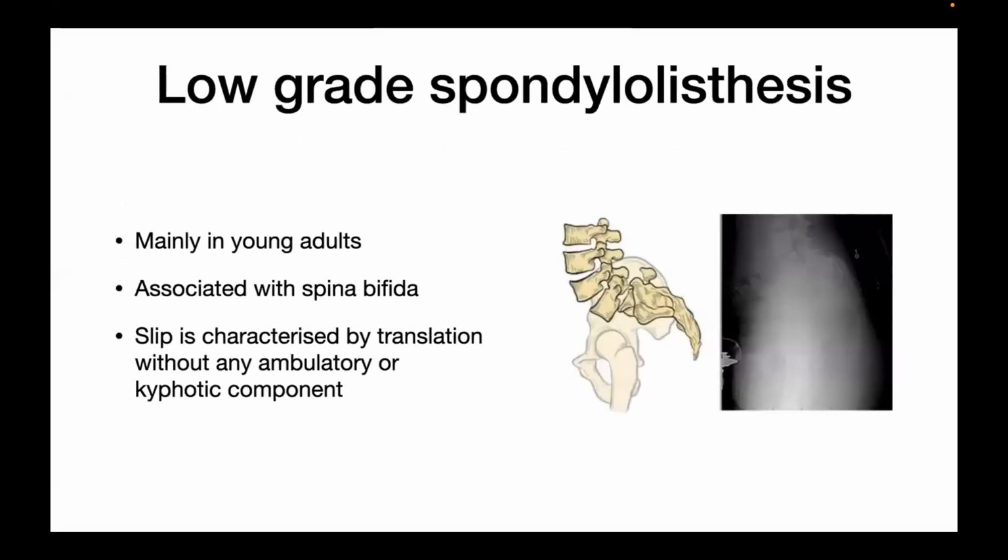Coming to developmental dysplastic spondylolisthesis, it is mainly classified into low grade and high grade. Low grade spondylolisthesis mainly occurs in young adults. It is usually associated with spina bifida, and the slip is characterized by translation without any angulatory or kyphotic component on the lumbar spine.